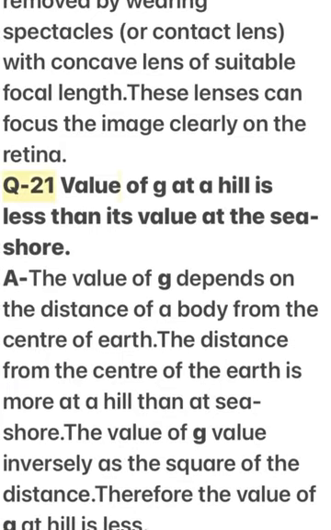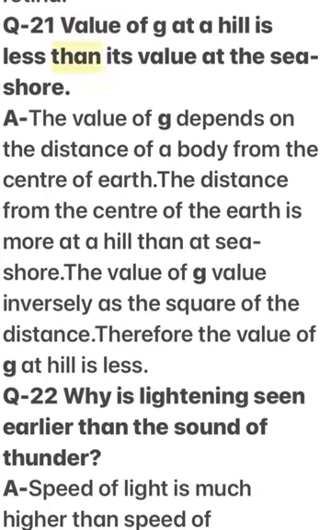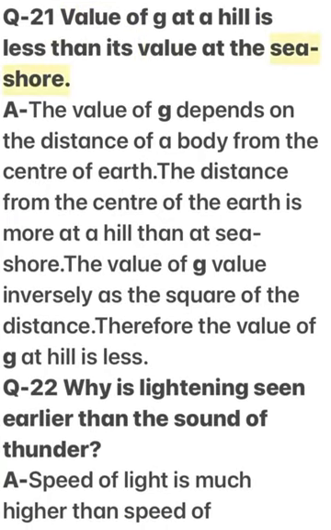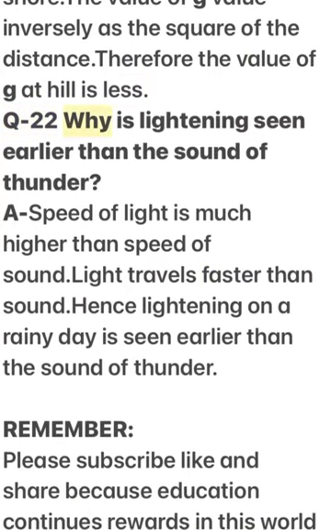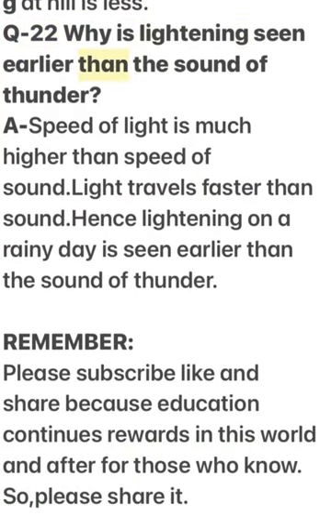Q21. The value of g at a hill is less than its value at the seashore. A. The value of g depends on the distance of a body from the center of the Earth. The distance from the center of the Earth is more at a hill than at the seashore. The value of g varies inversely as the square of the distance, therefore the value of g at a hill is less.